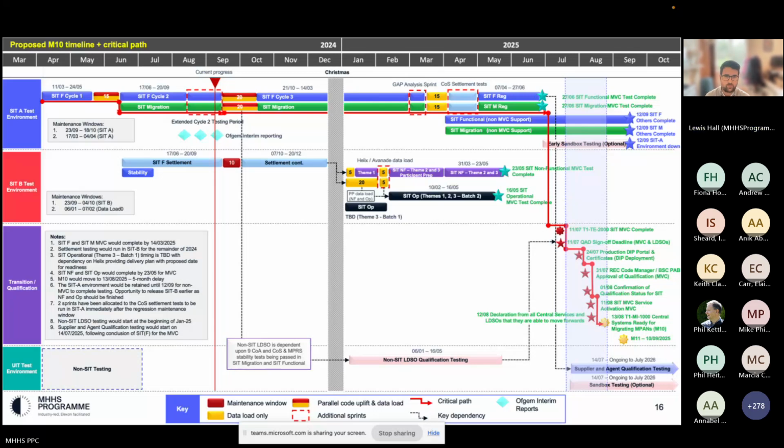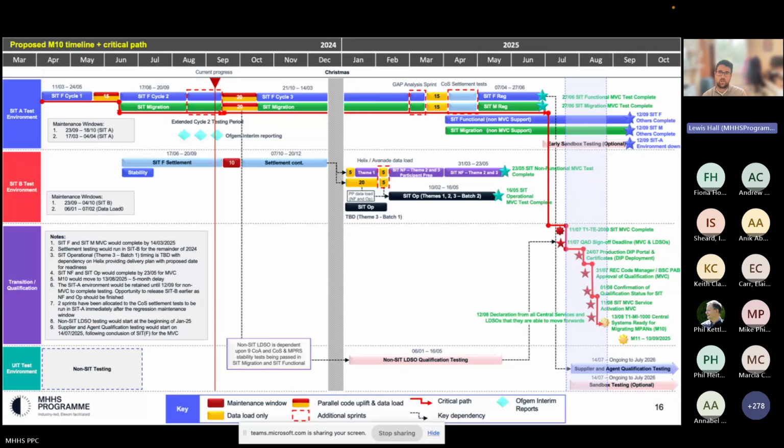And then finally, just to reiterate, the M10 M11 gap remains the same. SIT functional and SIT migration, as you can see here, really do drive the critical path. In the previous plan, SIT operational was the last test phase to finish. In this plan, it is now SIT functional and SIT migration. If there is an opportunity to complete testing those test phases sooner, then we will endeavour to do so and bring the timeline forwards.